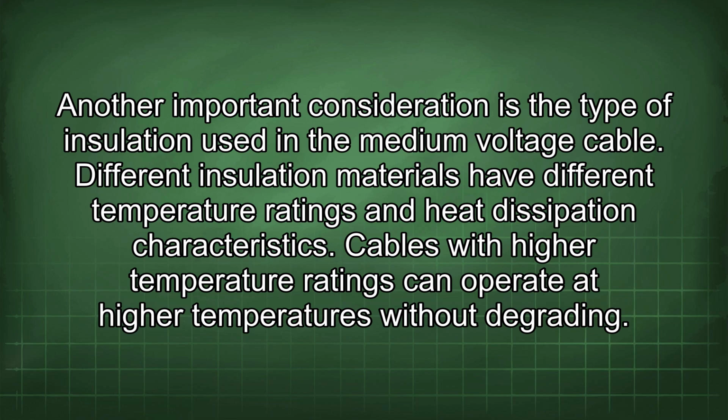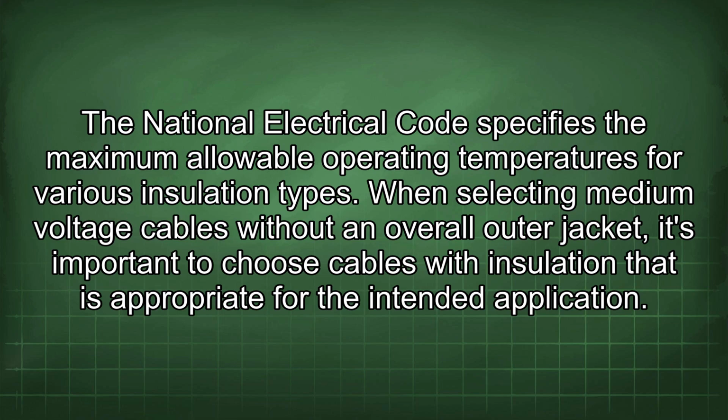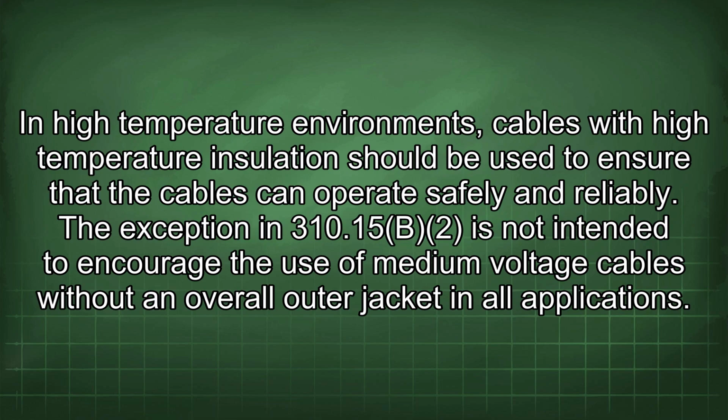Another important consideration is the type of insulation used in the medium voltage cable. Different insulation materials have different temperature ratings and heat dissipation characteristics. Cables with higher temperature ratings can operate at higher temperatures without degrading. The National Electrical Code specifies the maximum allowable operating temperatures for various insulation types. When selecting medium voltage cables without an overall outer jacket, it's important to choose cables with insulation that is appropriate for the intended application. In high-temperature environments, cables with high-temperature insulation should be used to ensure that the cables can operate safely and reliably.